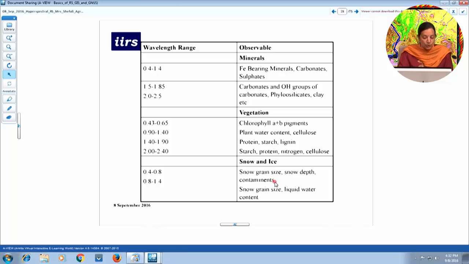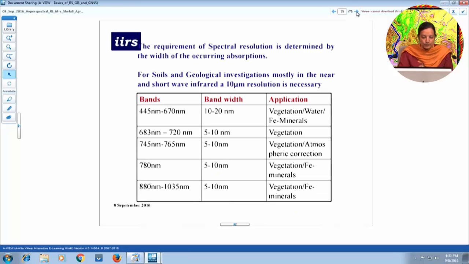Then for snow and ice studies, you have this for understanding the snow grain size, its impacts and effects, snow depth, contaminants, and liquid water content. The visible region and the near infrared region are useful.